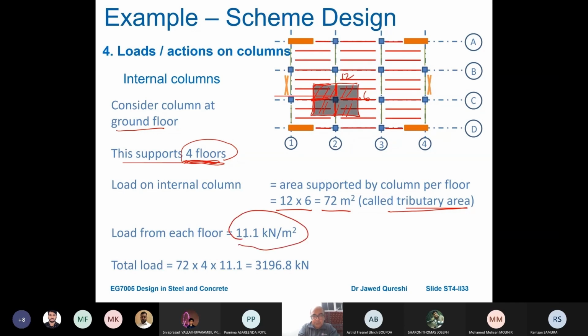For ULS, the loading is 11.1 kilonewton per meter squared. If you multiply this ULS loading with 72 and with 4 floors, you will get the total load on the ground floor column. Now there is one caveat here, which is that we are assuming the roof will have the same loading. Normally the roof will have lesser loading, half of the loading of other floors. But for simplicity, we are assuming the roof will have the same load. So this is the easiest way, with the help of tributary area.